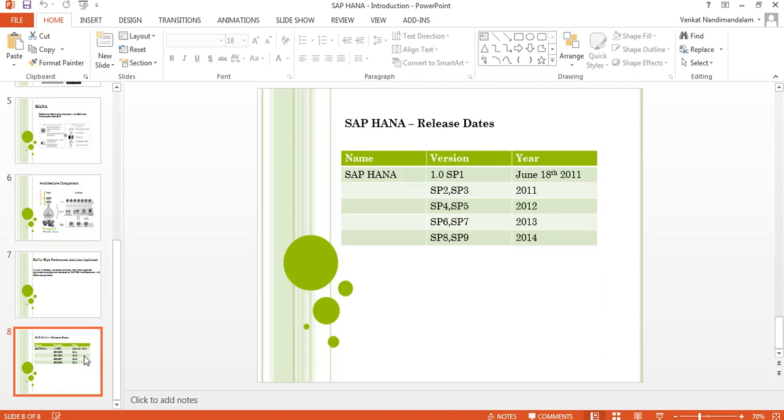In the next session, I'll explain the rapid deployment solutions, which is another software component that can be installed in HANA, and the different deployment options available for SAP HANA.